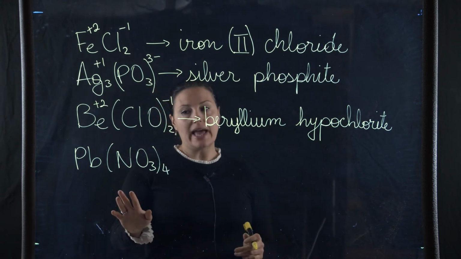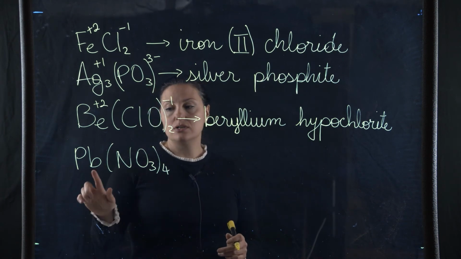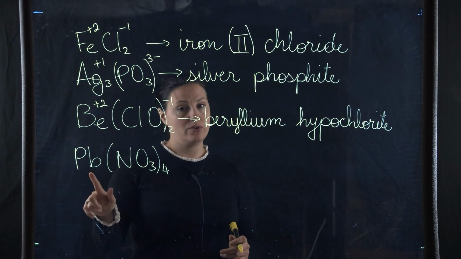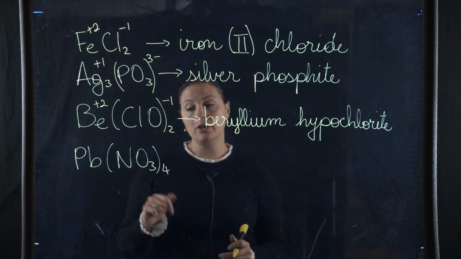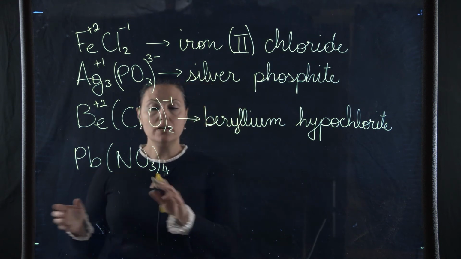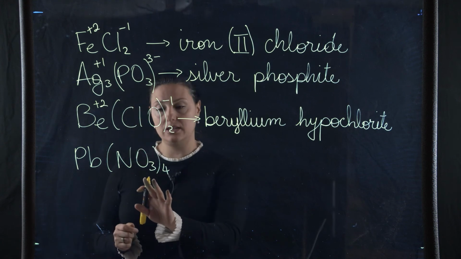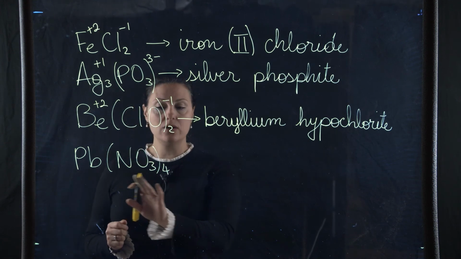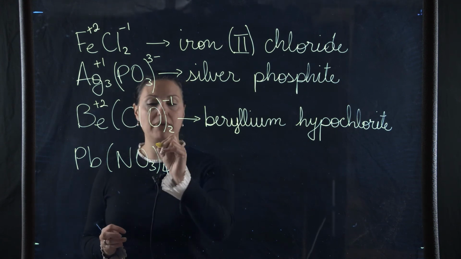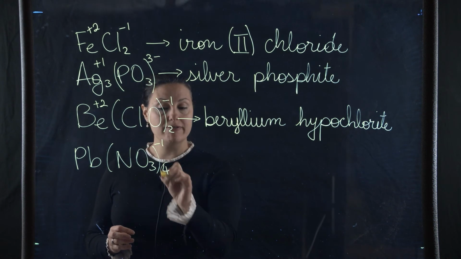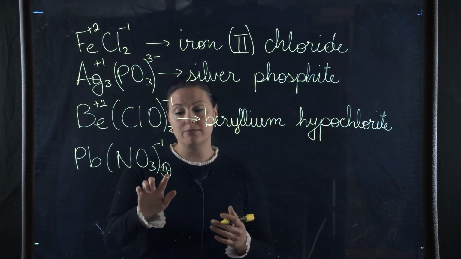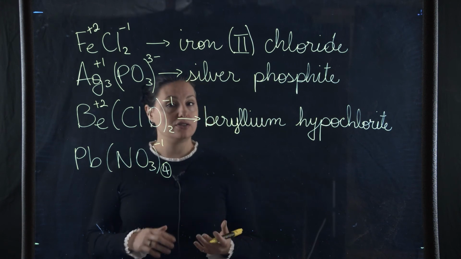Okay, let's look at the last compound. It has lead. Lead is one of those transition metals that forms more than one ion. So we have to look to the negative ion. NO3 is the nitrate ion, which has a -1 charge, but I have 4 of those, which means I have a total of 4 times -1, -4.